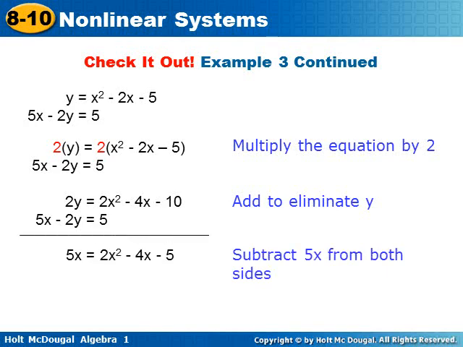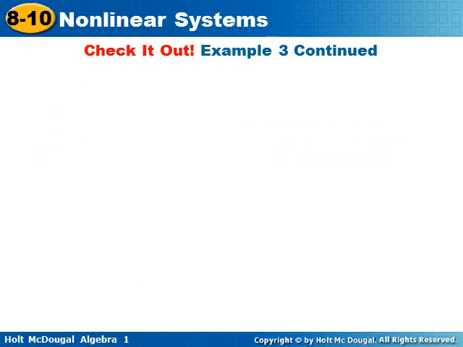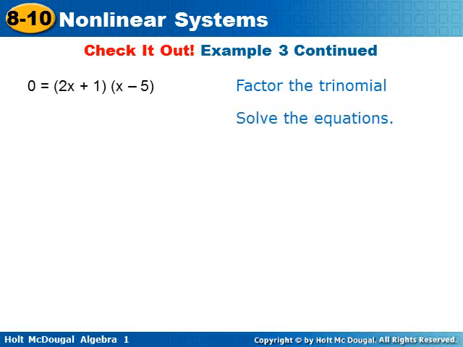And then we have 5x equals 2x squared minus 4x minus 5. We're going to subtract 5x from both sides, and we get 0 equals 2x squared minus 9x minus 5. We're going to factor the trinomial: 2x plus 1 times x minus 5. You could use the X-box or the chart, either way. And we're going to solve the equations, setting 2x plus 1 equal to 0 and x minus 5 equal to 0. And we get 5 and negative 1/2, or negative 0.5.